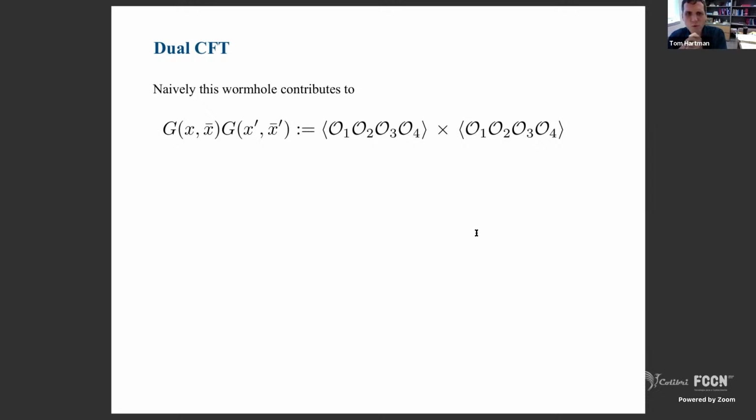Now, naively, this wormhole contributes to the product of CFT 4-point functions. By naively, I mean if you follow the usual rules of AdS/CFT, then calculating a product of 4-point functions like this means that you should put boundary conditions where you have a sphere with 4 operators and another sphere with 4 operators, and then you should consider the gravitational path integral that has those boundary conditions. And that's the boundary conditions that we have on this wormhole. So this is a product of 4-point functions of local operators in the dual CFT. The two 4-point functions can have different cross ratios.